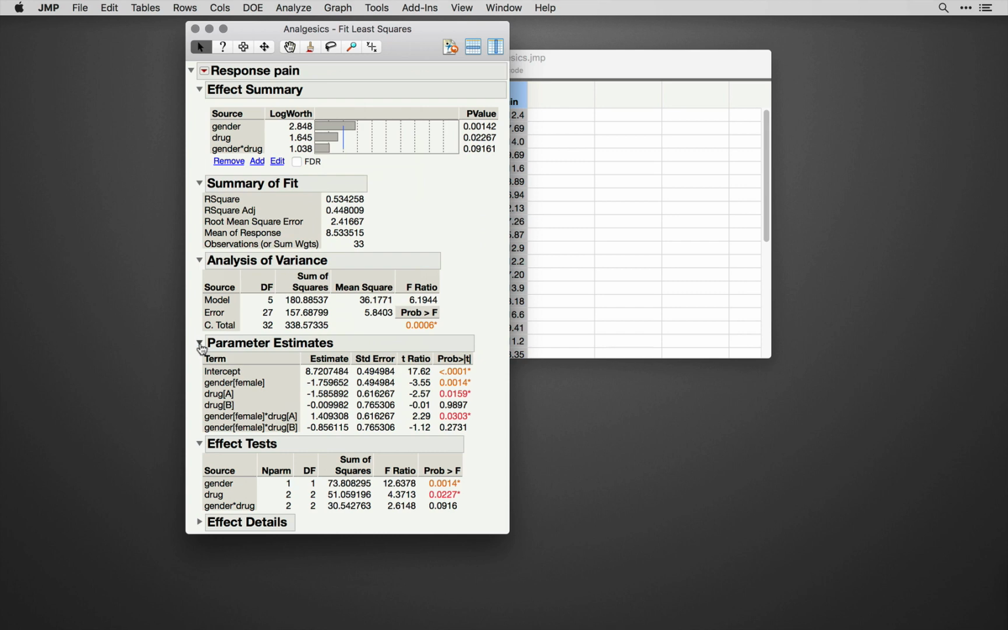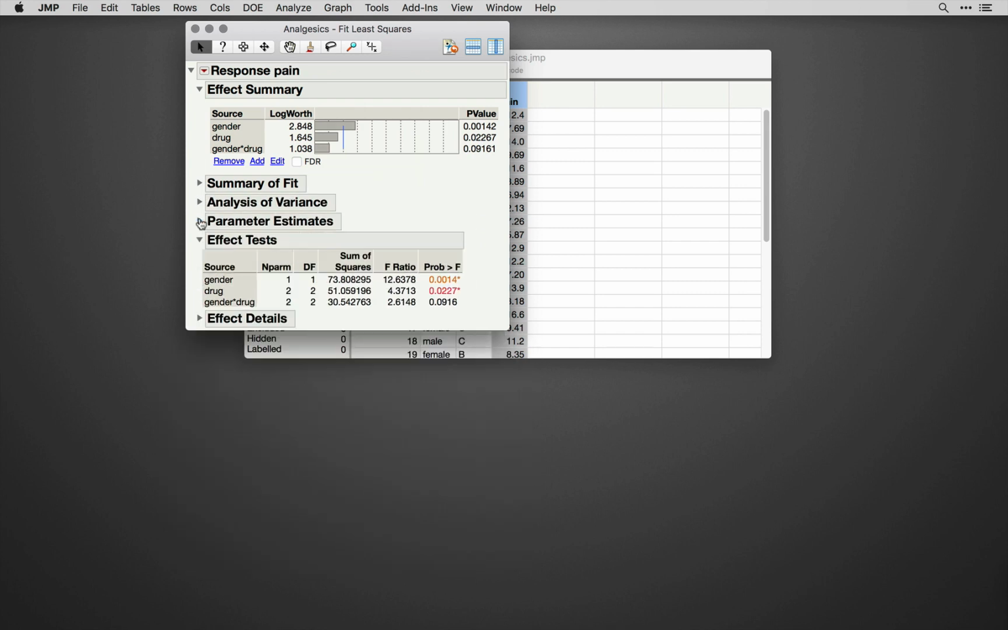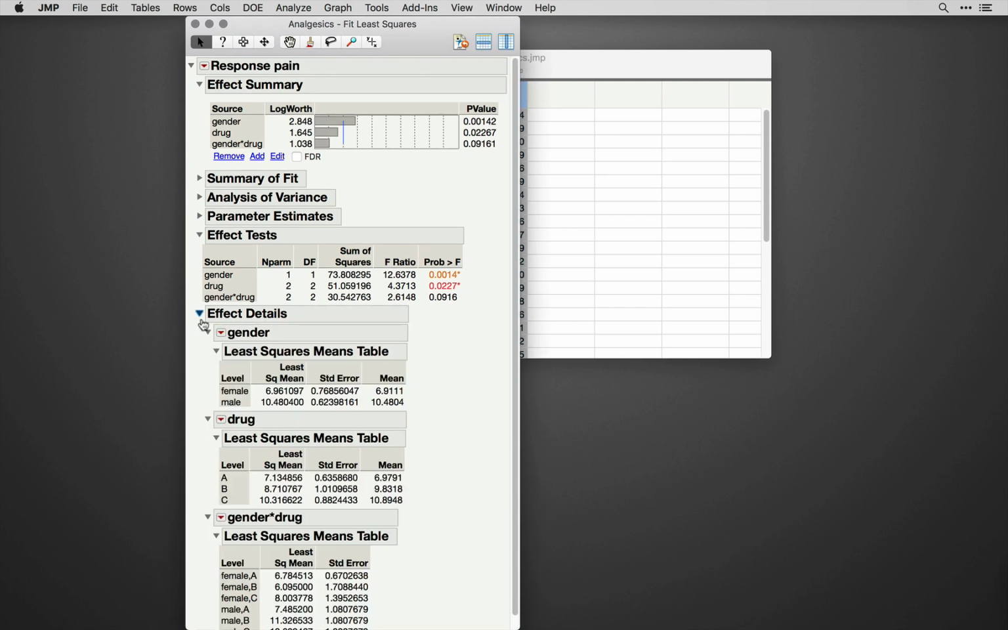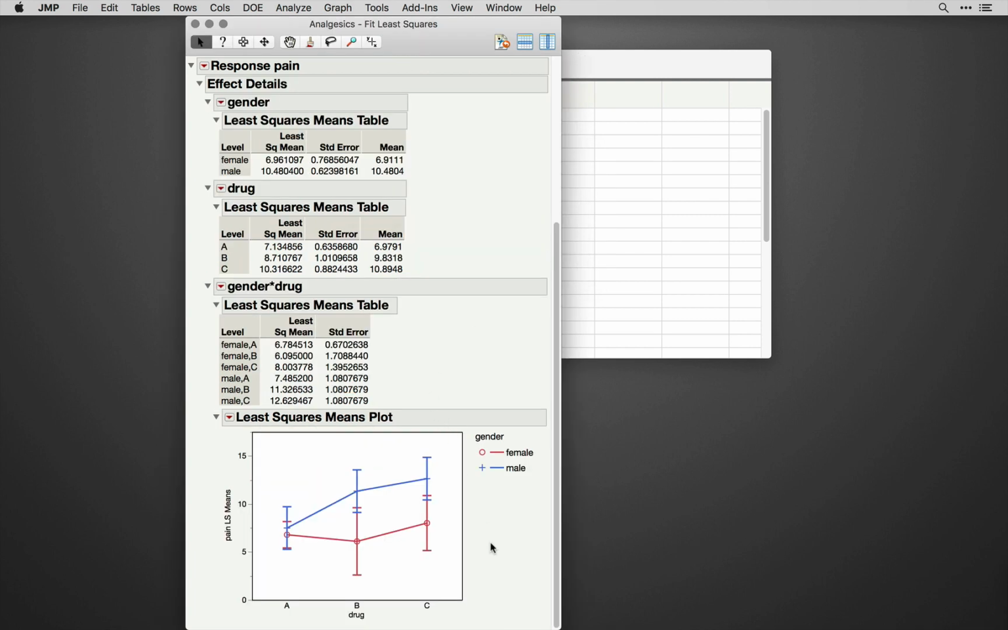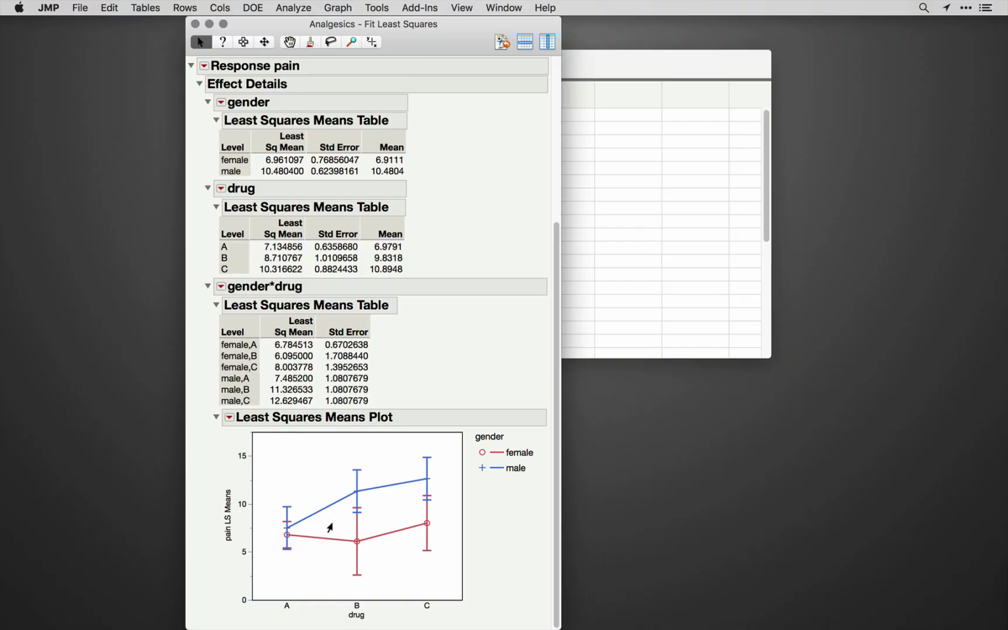All right, when we're doing a factorial analysis of variance, one of the things we're often interested in is that interaction term. So if I expand the effect details, turn on the plot, and create an overlay by drug, what we have here are separate lines for the men and for the women, and we're looking at the difference between the drugs A, B, and C. That interaction is something we care a lot about. We care whether there is evidence that the pattern of effects for men and women differs for the different drugs.